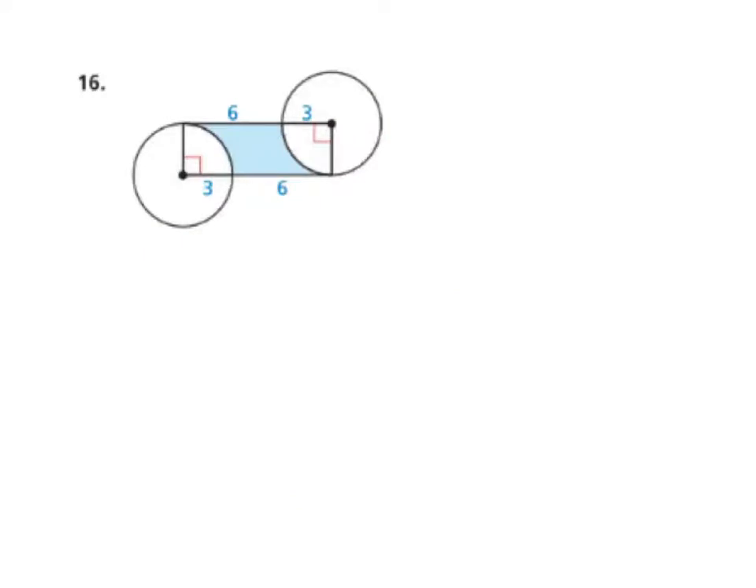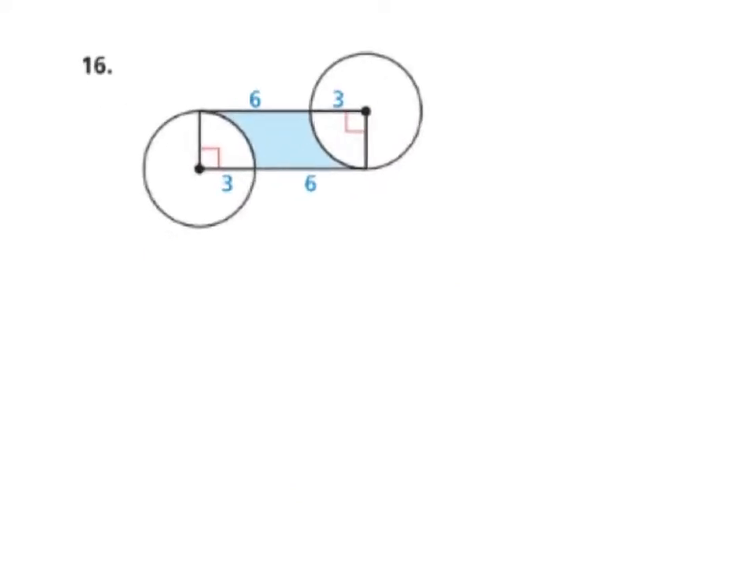Okay, here we have a little bit trickier one if you want to think about it. We need to do the blue, right? So the blue is this part here and this part here, and then those two straight pieces. Well, the straight pieces are easy to figure out. That's 6 and 6. What we need to think about is what these parts here represent.